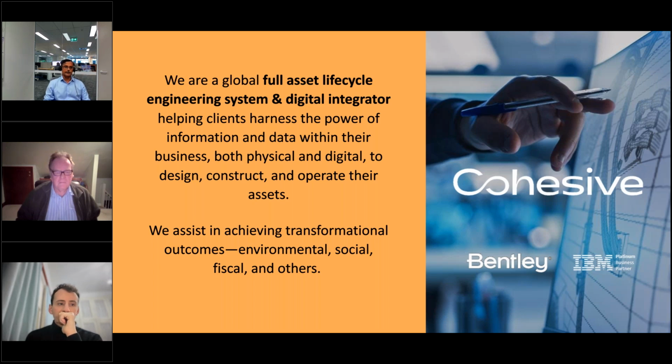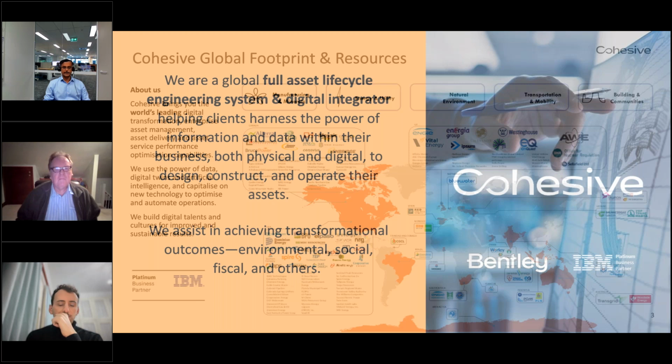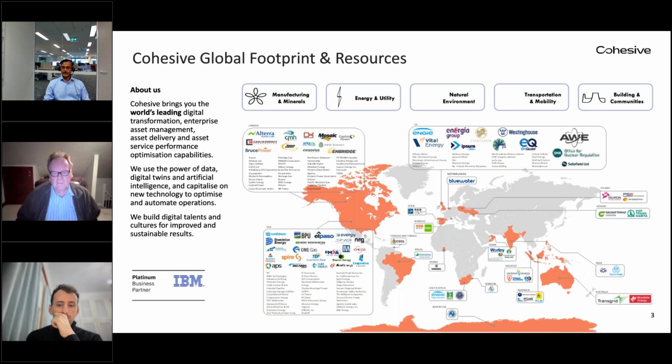So this is the Cohesive global footprint. We are present on 5 continents, and our presence in Asia Pacific is very big. We have 3 offices in Australia, 1 in New Zealand, and more than 12 offices in Southeast Asia. Our industry sectors of focus are manufacturing materials, manufacturing minerals, energy and utility, natural environment, transportation, and building. Energy and utility is one of our key focus areas, and some of the blue chip clients are on the list there. Of course, we are a platinum business partner of IBM.